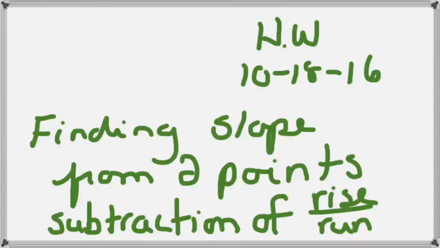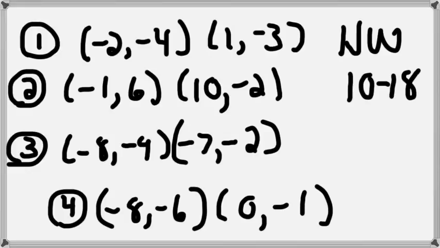This is homework for 10-18-16, finding slope from 2 points. Using the subtraction method of rise over run, be sure to show your work. Here are the problems. If you haven't already copied them down, stop the video, copy them down, try them on your own, and then watch the video only to check yourself. You should be getting pretty good at this now. You should get most of them right all by yourself.